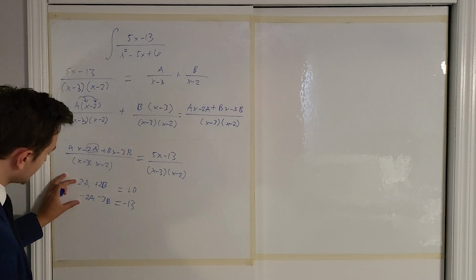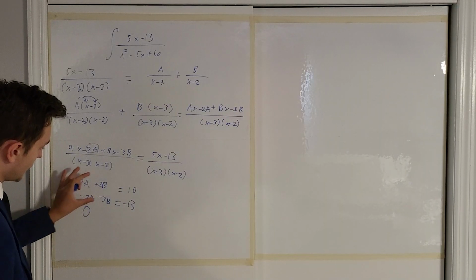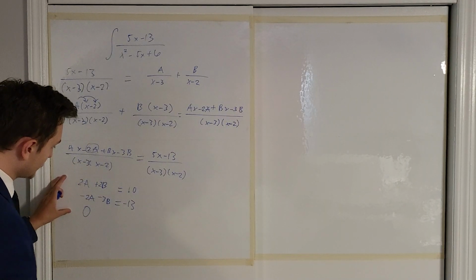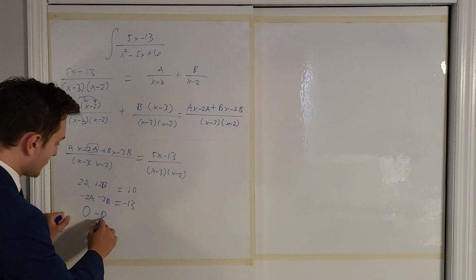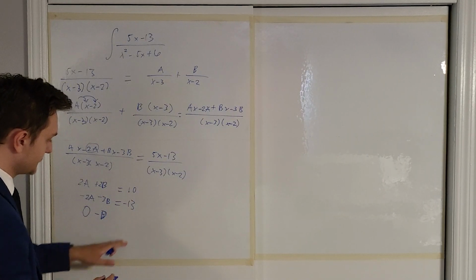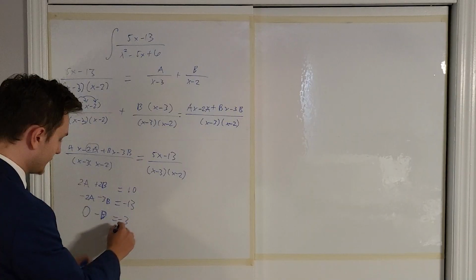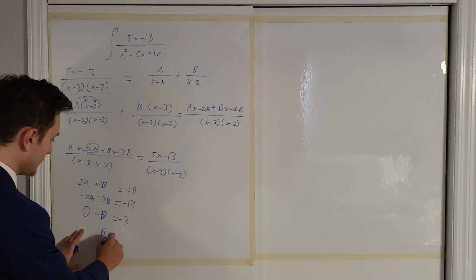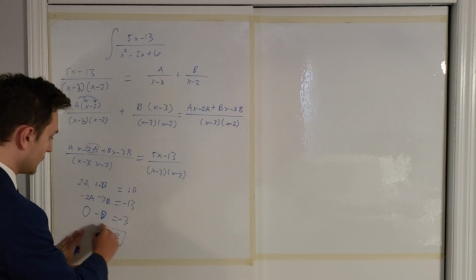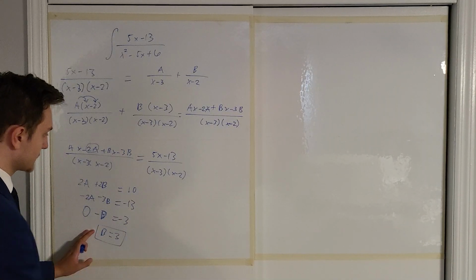So 2a plus negative 2a is going to be a big 0. 2b plus negative 3b is going to be a negative b. And I've got 10 minus 13 equals negative 3. So I've got right here, I got negative b equals negative 3, and I got b equals 3. Cool. I solved for one of my constants.